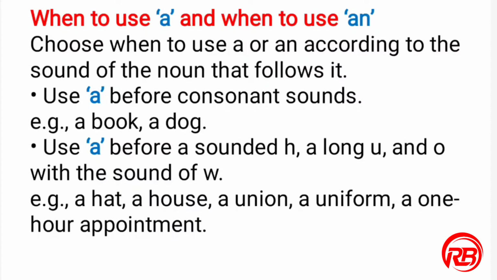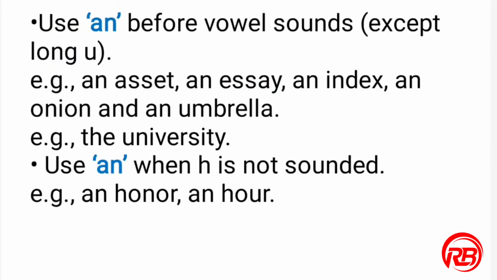Here union and uniform start with vowel letters, but the pronunciation, yu, is the real pronunciation of union and uniform. So we apply a before these nouns. And a one, here one actually starts with a W sound. A one or a appointment. Use an before vowel sounds.